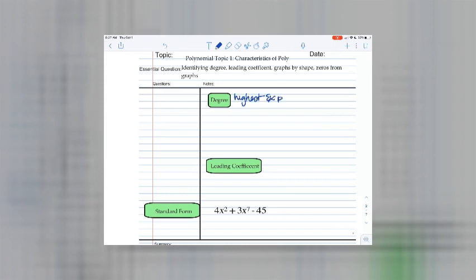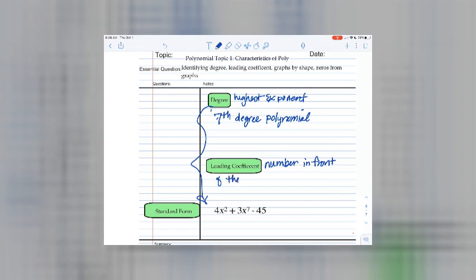So degree is the highest exponent. So if you're looking at this example I have done here, 4x squared, 3x to the 7 minus 45, this is a 7th degree polynomial. Okay, so the highest exponent. Leading coefficient is the number, or the coefficient, in front of the term with the highest exponent, biggest exponent, whatever you want to call it. So we already said it was 3x to the 7th, so the leading coefficient in this one is 3. And you'll see me abbreviate it LC.